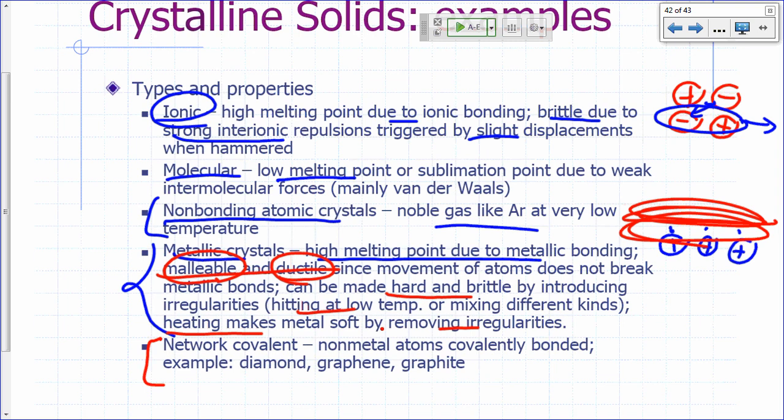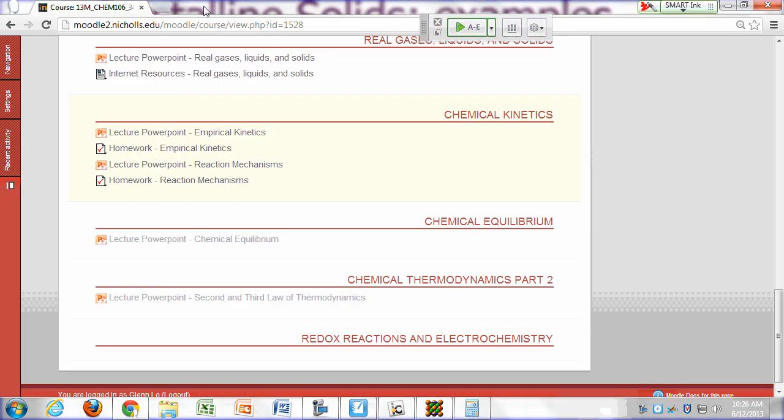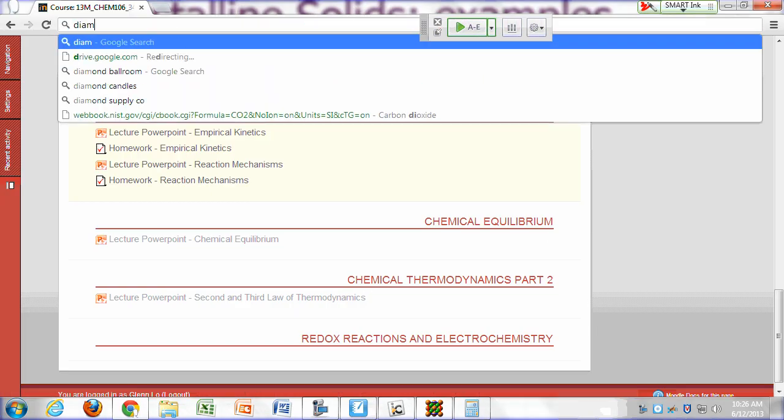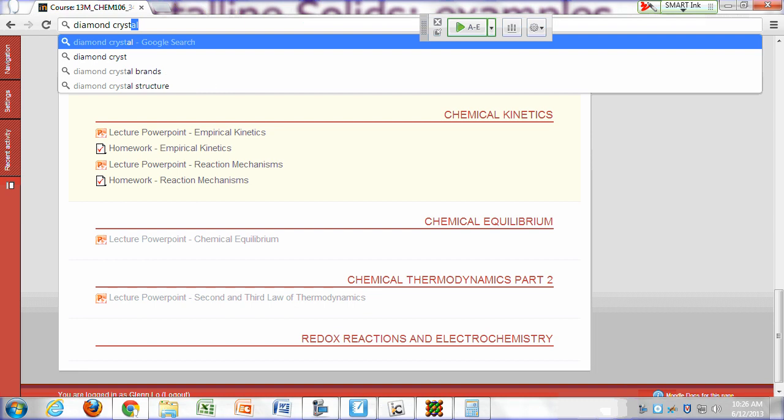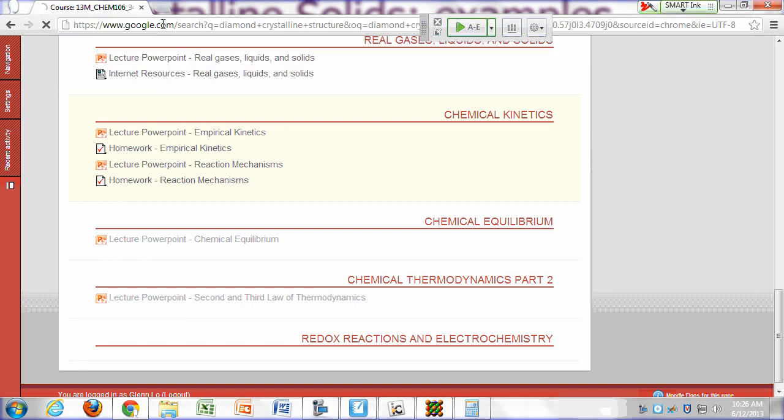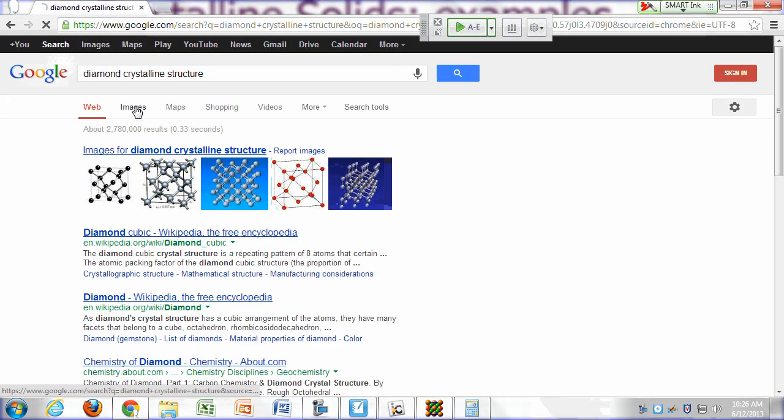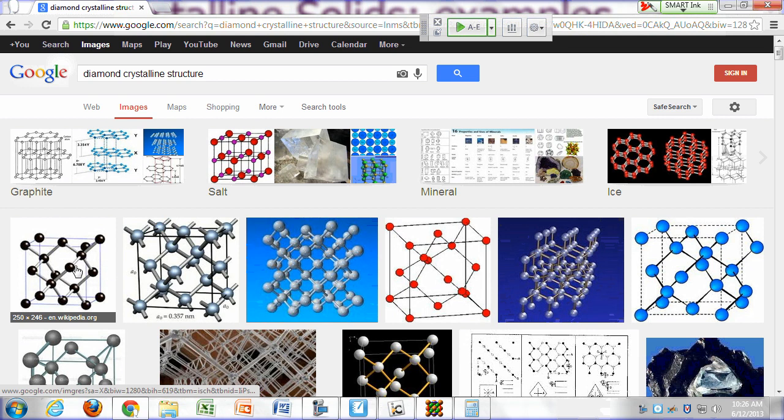You can also have what are known as network covalent crystals. These are crystals that are formed by atoms that form covalent bonds. The most common examples would be diamond, graphene, and graphite. Let me see if I can pick up some structures from pictures from the web for a diamond crystal. Okay, let's search for images.